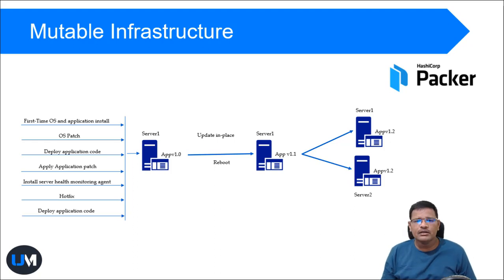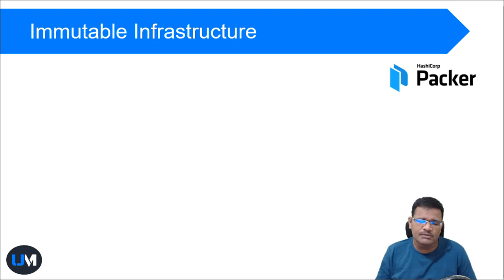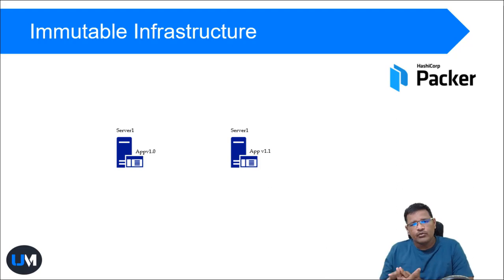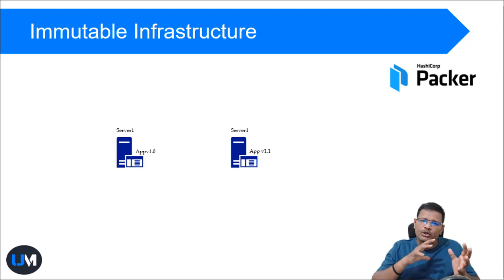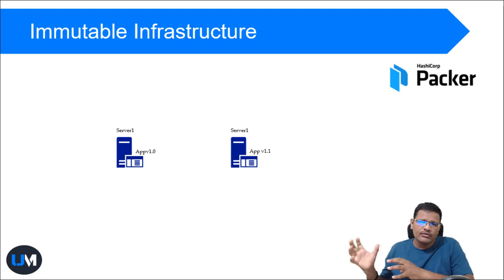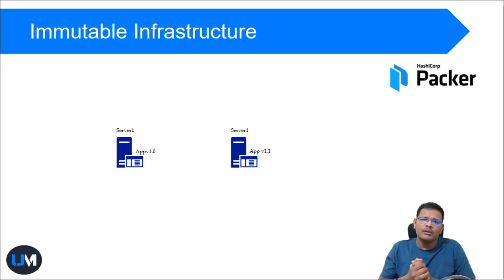So let's talk about the immutable infrastructure. What do we mean by immutable infrastructure? Suppose we have the same server on which we have installed application version 0.1, and I want to upgrade it to application 1.1. In the immutable infrastructure, the application server, operating system installation and the pre-configured software, every configuration, everything will be coded, and it will be taken as an image.